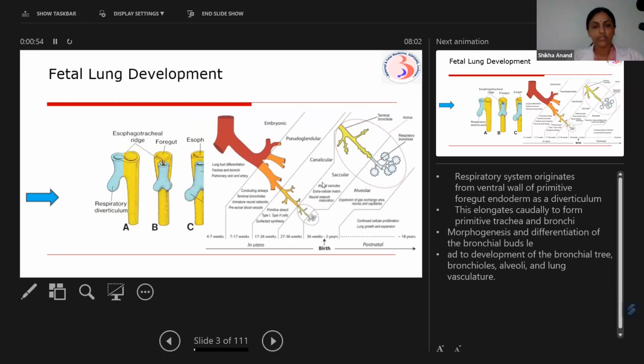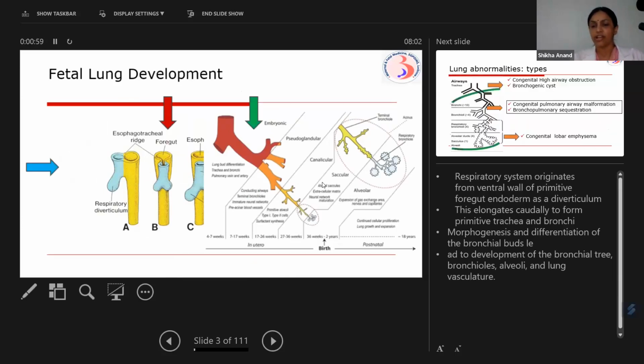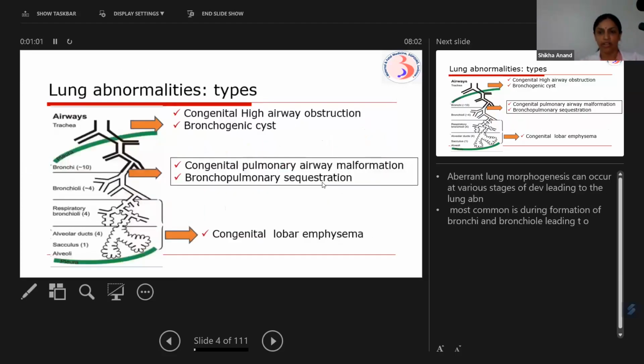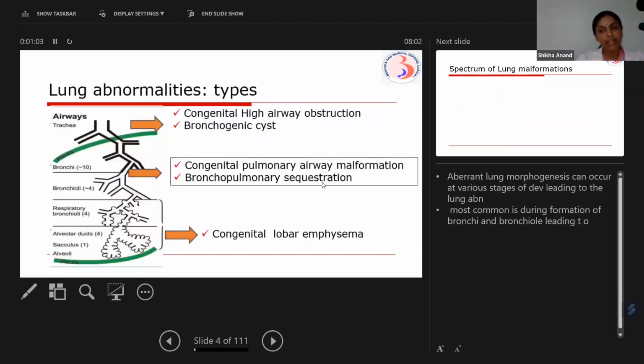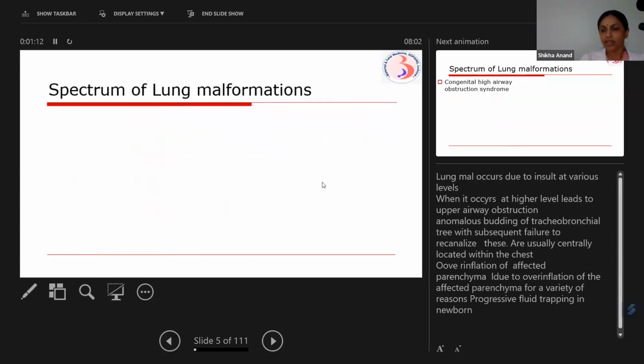This elongates caudally to form the primitive trachea and bronchi. Further morphogenesis and differentiation of the bronchial buds leads to the development of the tracheobronchial tree. So, whenever there is aberrant lung morphogenesis at various stages, it can lead to lung malformations. So, lung malformations occur due to insult at various levels.